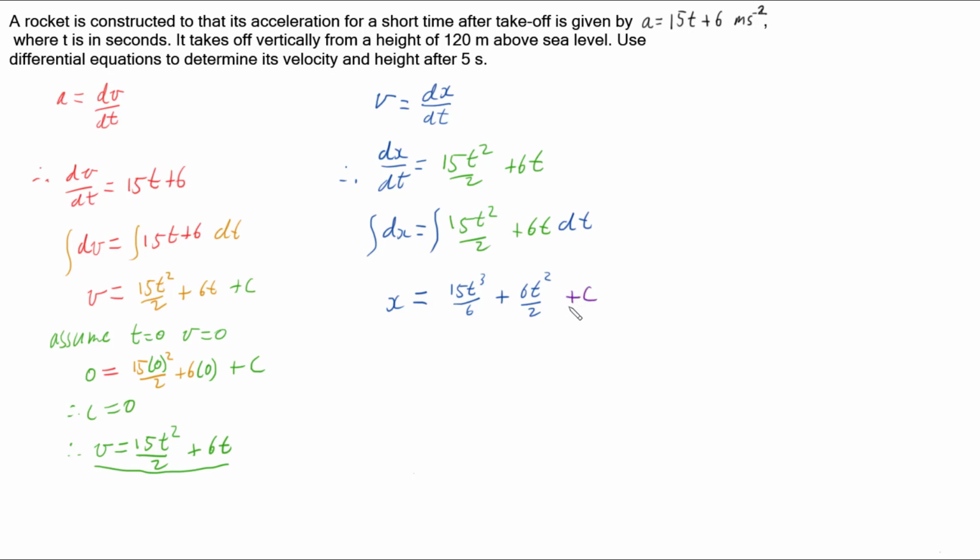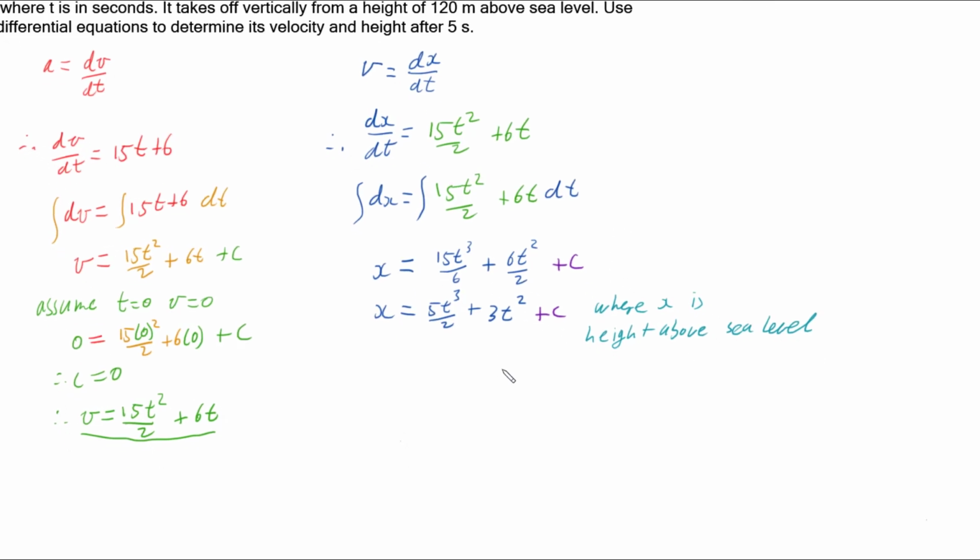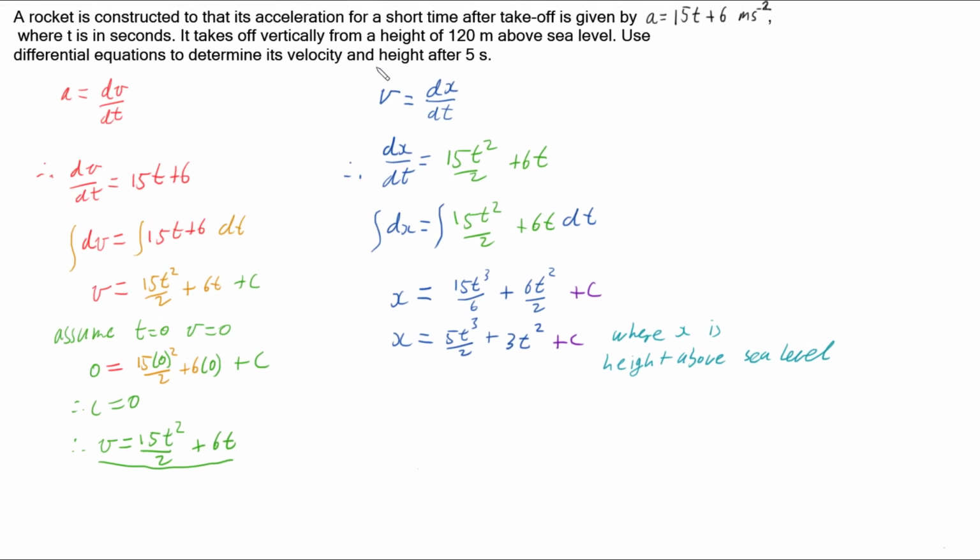But we have a new constant c. So that means that x equals, well, we can divide by 3 here, so we get 5t cubed on 2 plus, and divide by 2 here gives us 3t squared plus c. And we should just specify here as well that x is height above sea level, just so that we're clear what our variables mean. So now we need to work out this constant, and we're given that it takes off from a height of 120 meters above sea level. So that means that at t equals 0, our height, or x in this case, is 120.